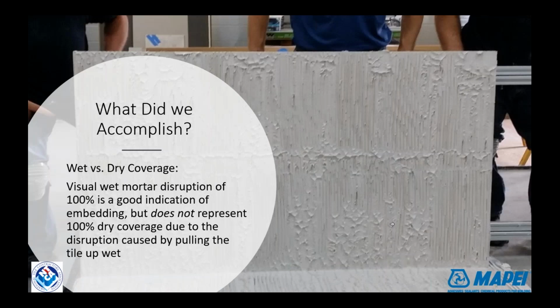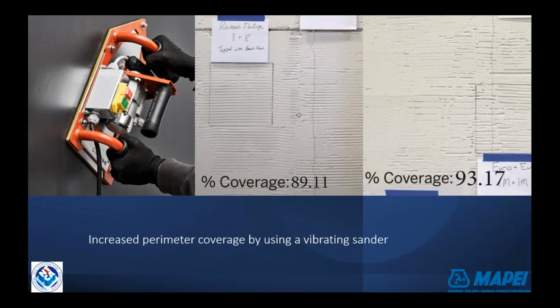Well, we learned that a wet mortar disruption, in other words, when you set tile, beat it in well, lift it back up, isn't the best example of what your coverage is actually going to be. Because what happens is, as you pull it up, of course, you get all these mountains or peaks and valleys because you're disturbing the thin set. So we didn't find that to be as effective as once it dried. So the next day we had to come back and remove it.